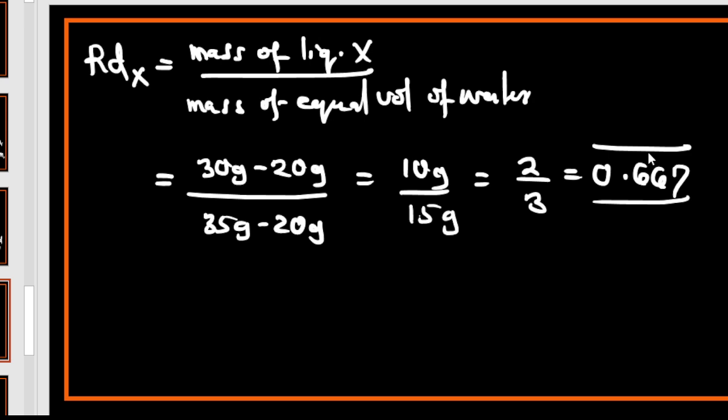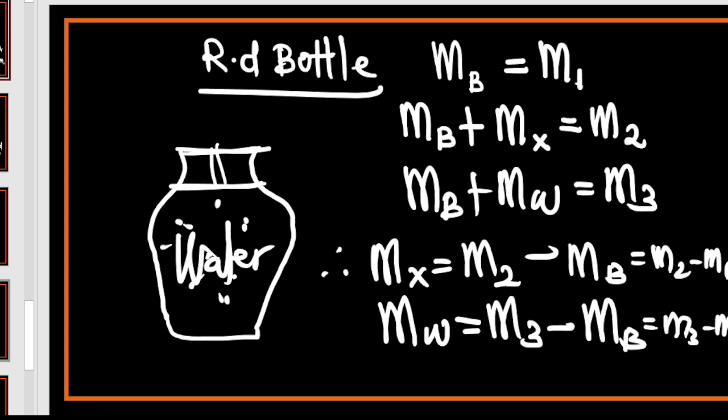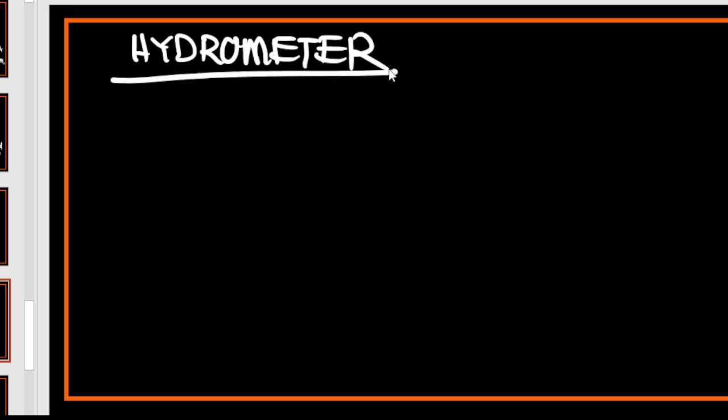Alright. So the next we have the RD bottle. Sorry, I've just explained the RD bottle. So the next should be, let me explain the hydrometer. A hydrometer is a device you use for measuring the relative density of a liquid. It works based on the principle of flotation.